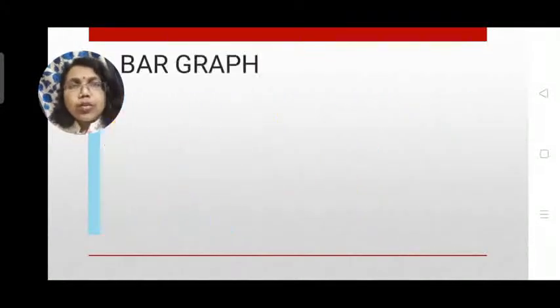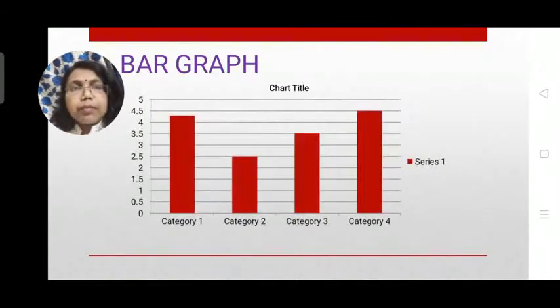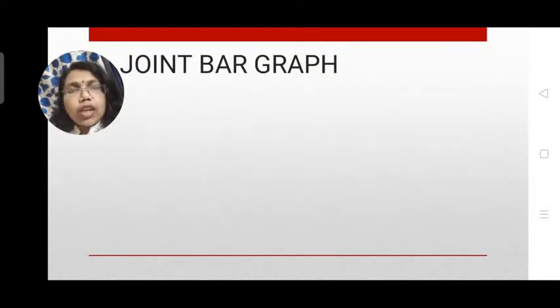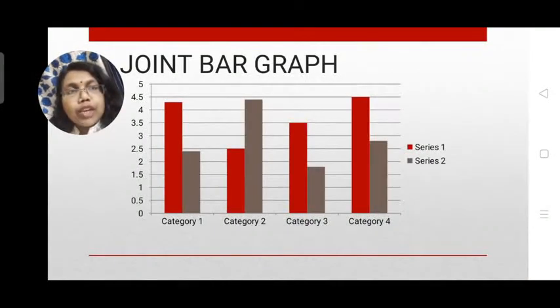We had started with bar graph, wherein we saw the quantities represented as bars. Here we could see the bar graph wherein each of the quantities is shown as a bar. Next, we studied joint bar graph, wherein joint bars show the comparative study between two items. Here we are comparing series 1 and series 2 for categories 1, 2, 3 and 4.